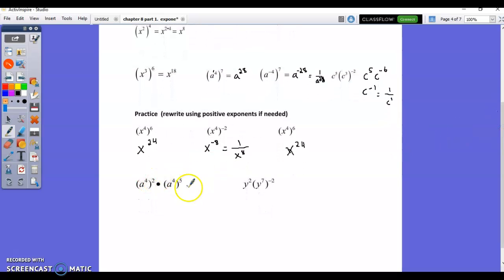Okay, so now these examples are going to go along with this one here. All right, so I'm going to simplify this one first. So I do a to the 4 and then 4 times 2, which would be 8. So I'll have a to the 8th power.